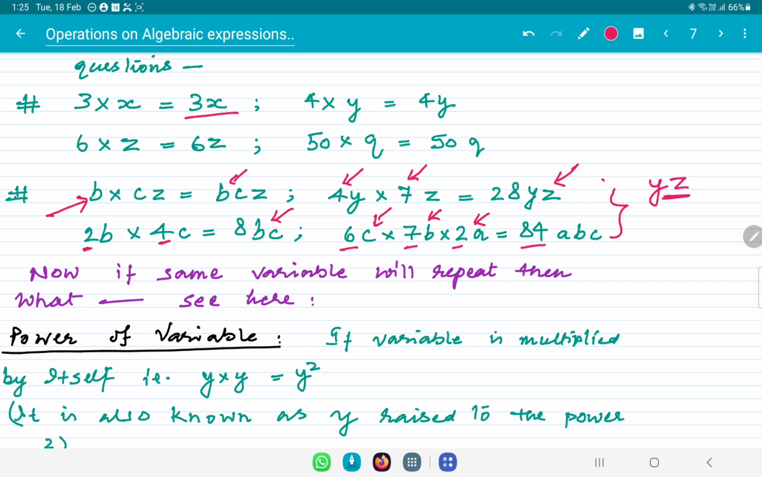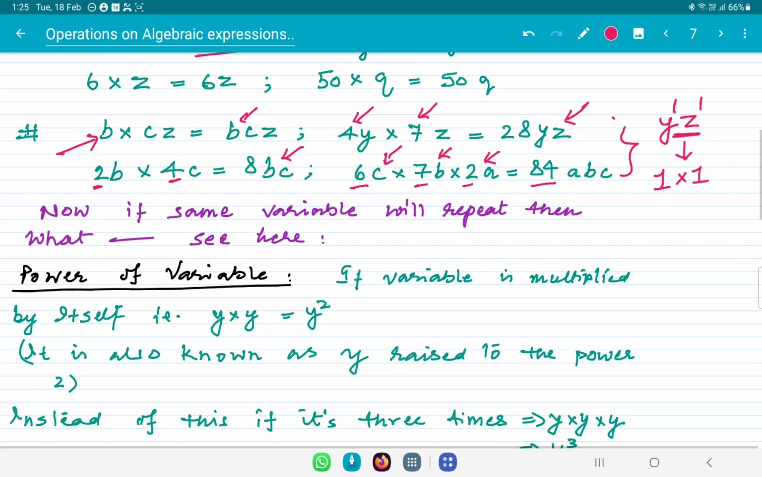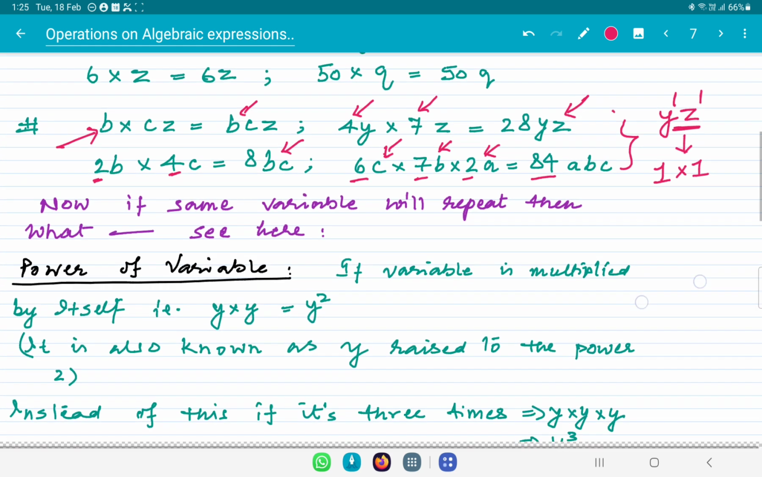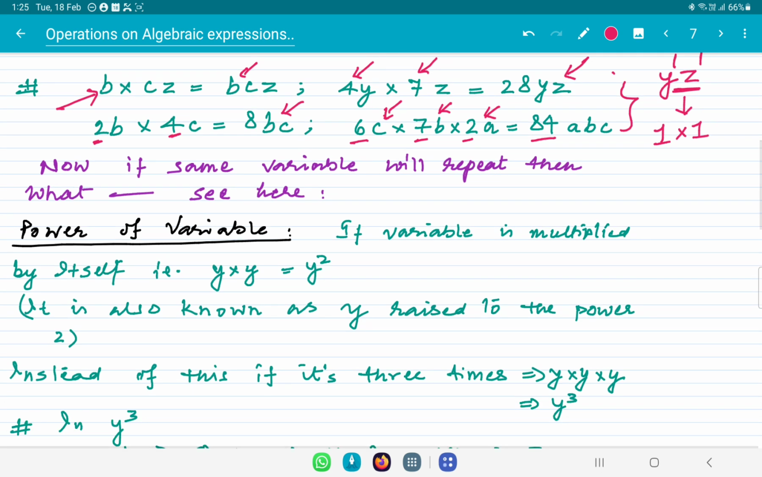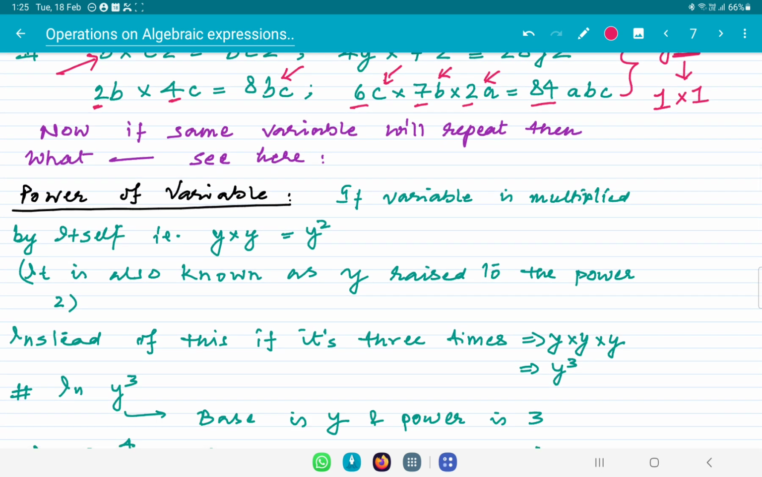If we are saying yz, it means that the power of variable y is 1 as well as the power of variable z is 1. But we can't see it. It is understood that 1 is there, so we are not showing it. We will just write yz. But if there is some other power which is other than 1, then we have to show it. So now further I am explaining power of variable.